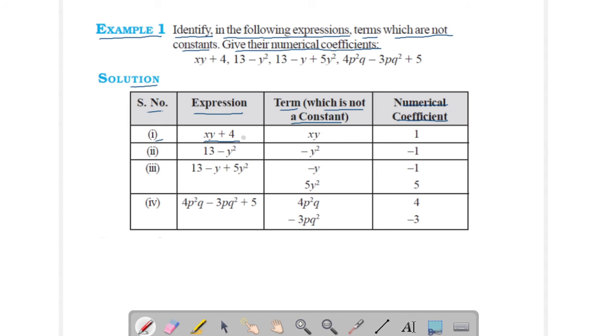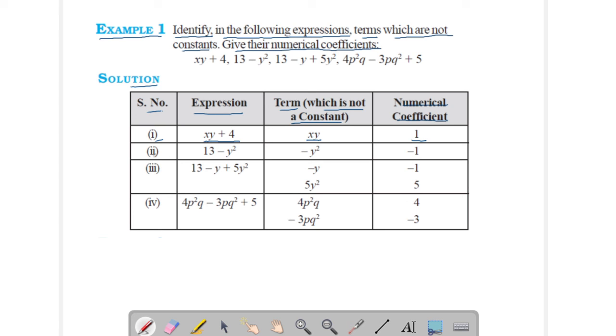Here say first one, it is 4x plus 4. Here, which is the term which is not constant? It is xy. The xy is a term which is not constant. What is the numerical coefficient of xy? Here no numerical value is given to you. You have to take it as 1. So, numerical coefficient is 1.